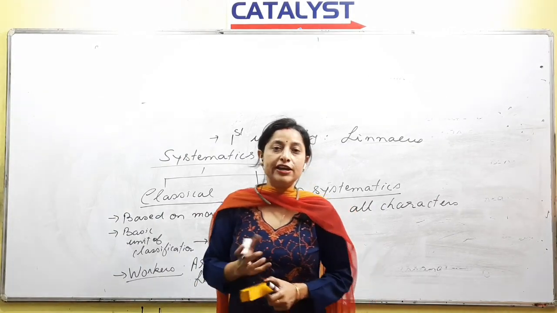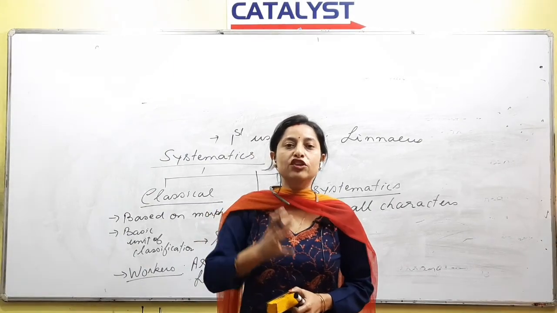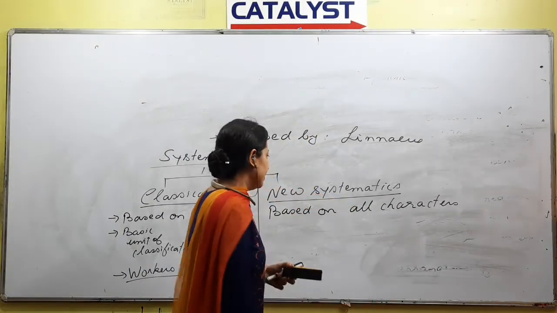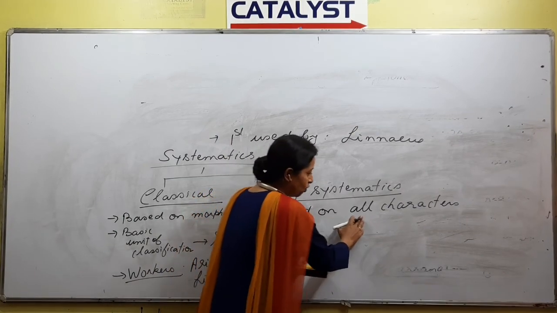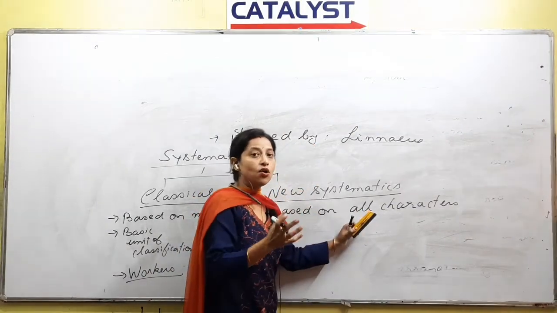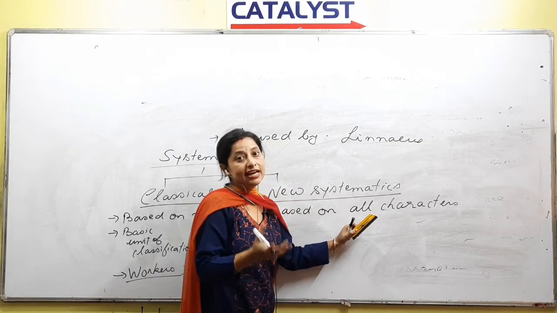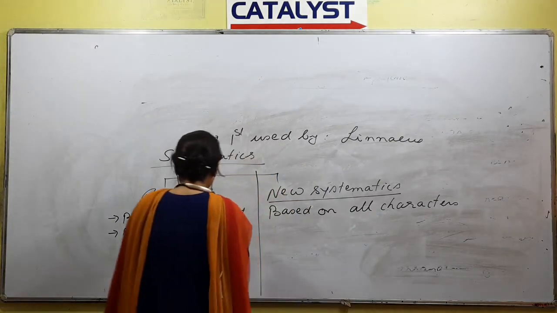Is the point understood? Phylogeny means we are talking about the evolution of the species, right? So here we did not write all the characters, so I will write it a little below: based on all characters. All characters means all the characters of taxonomy together with phylogeny, right?